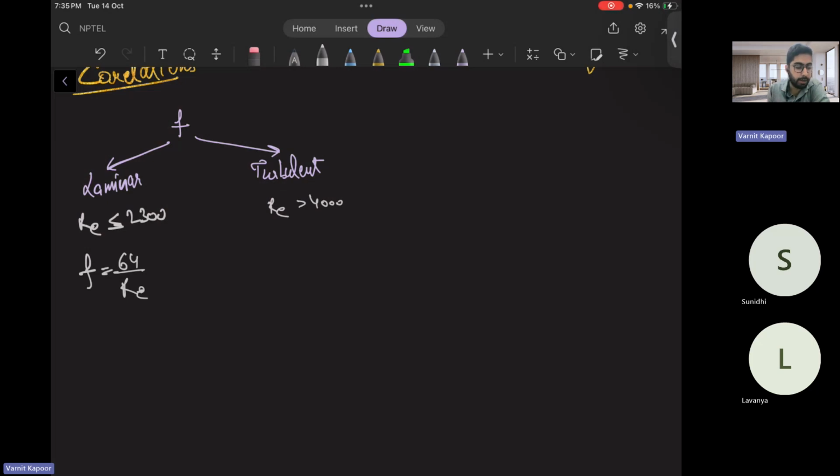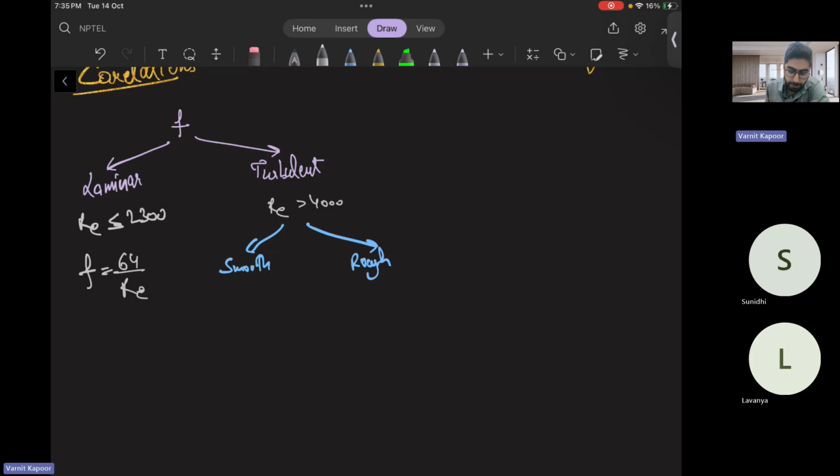And again, the friction factor will be defined for a smooth as well as a rough pipe, because turbulent flow depends on the roughness of the surface, that is your pipe here. So here for the smooth case and for your rough case.